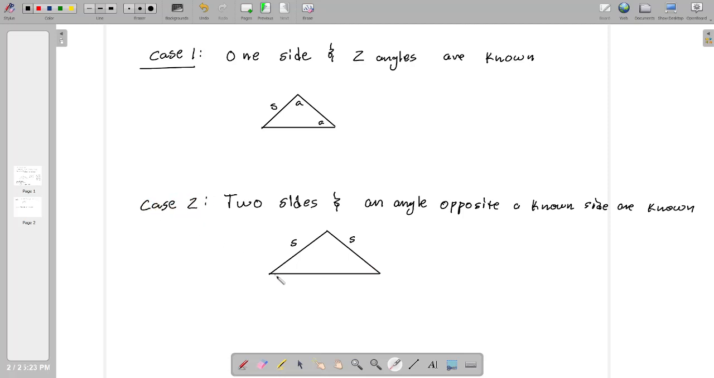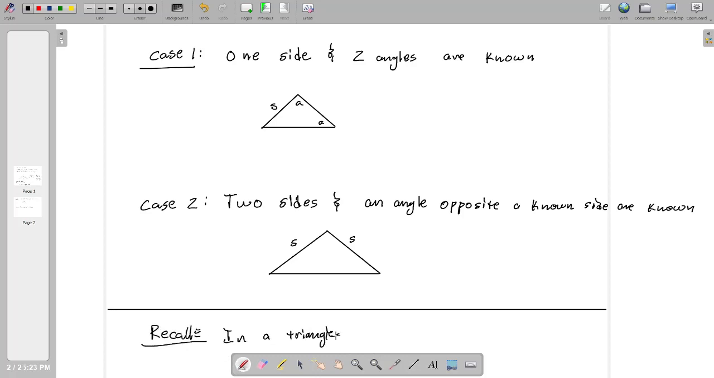Case 2 is probably the hardest of all of the cases, and that includes the law of cosines cases. So we'll go over that one a little bit slowly. I'll leave case 3 and case 4 for the law of cosines, which will be next section. Okay. One last thing that we need to recall: in a triangle, the sum of all angles is 180 degrees.